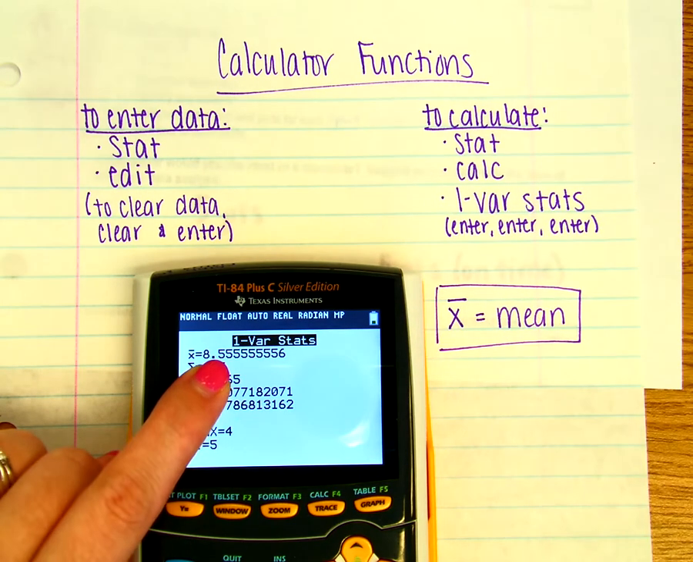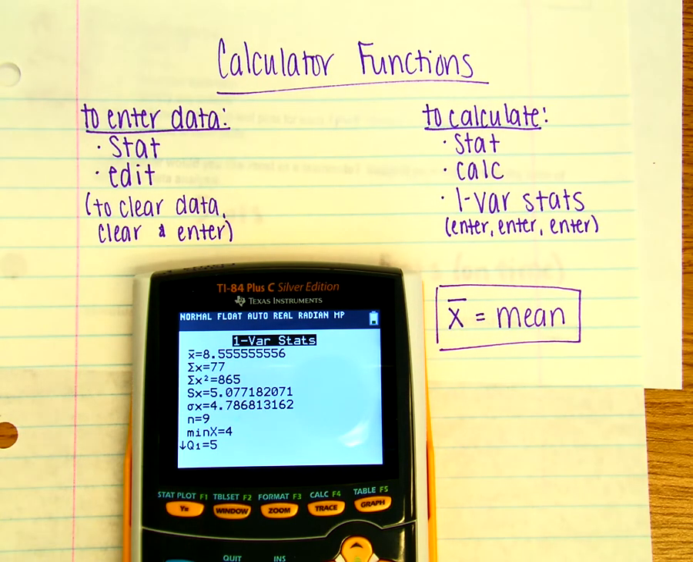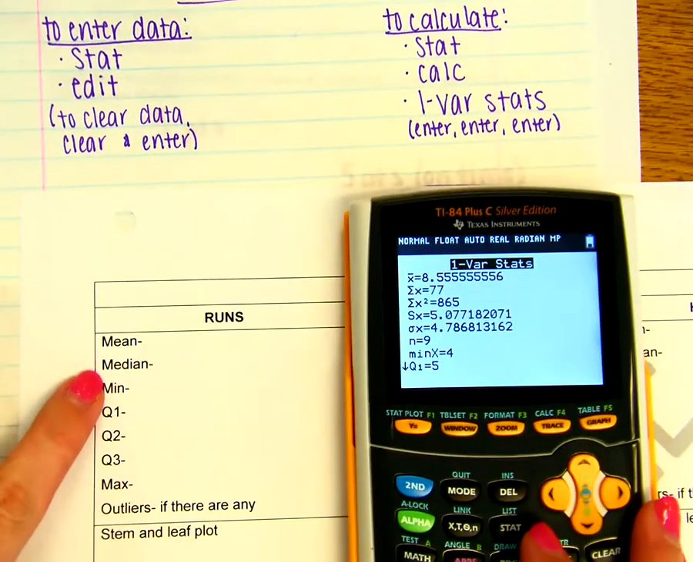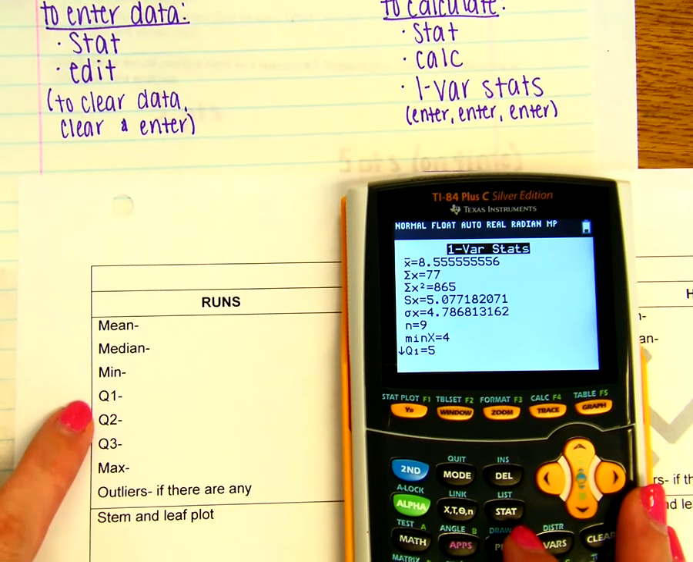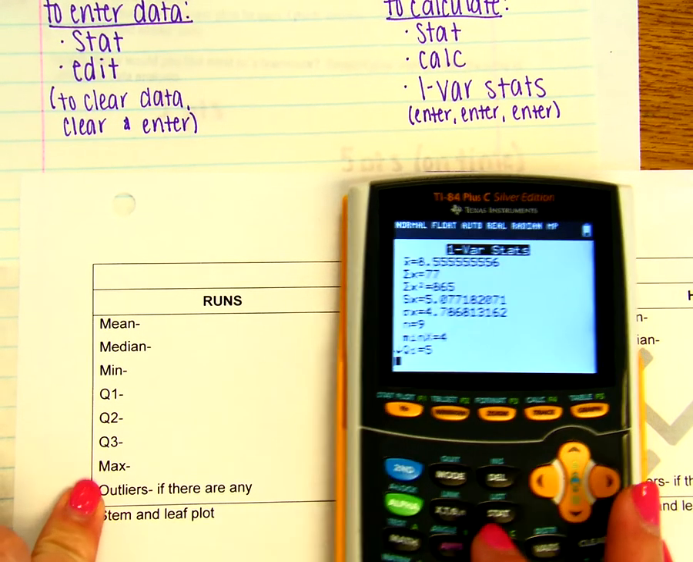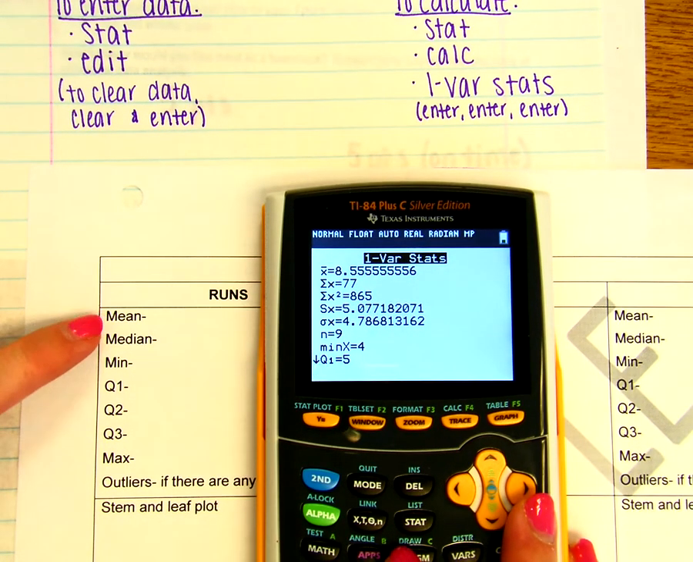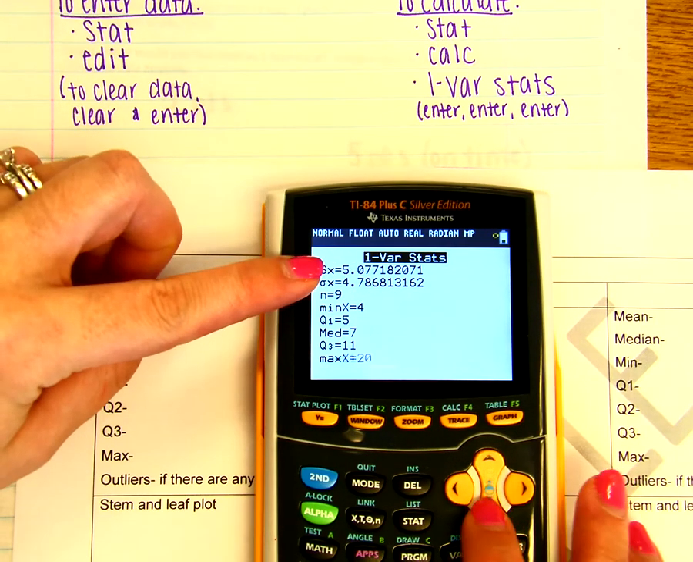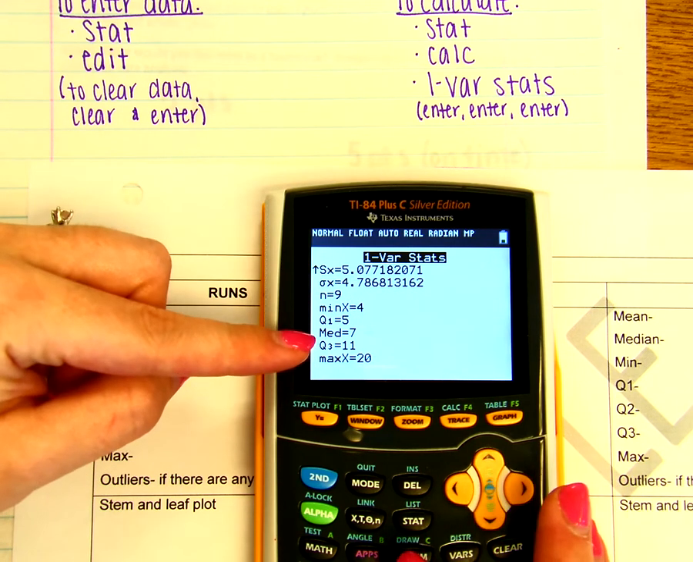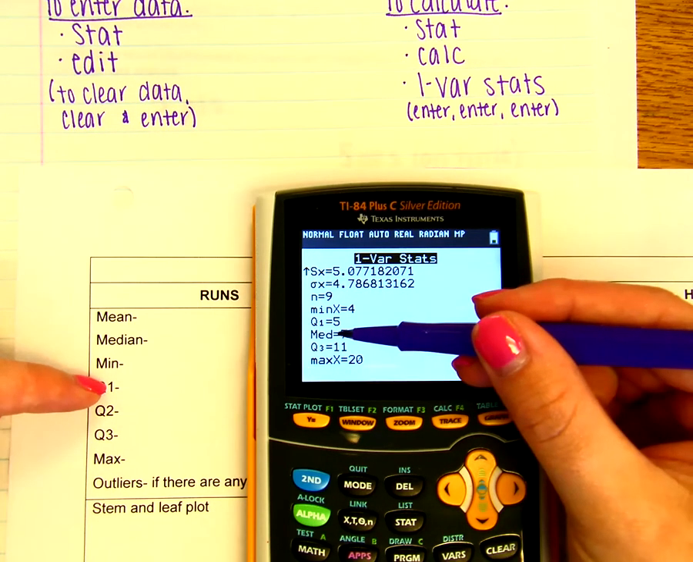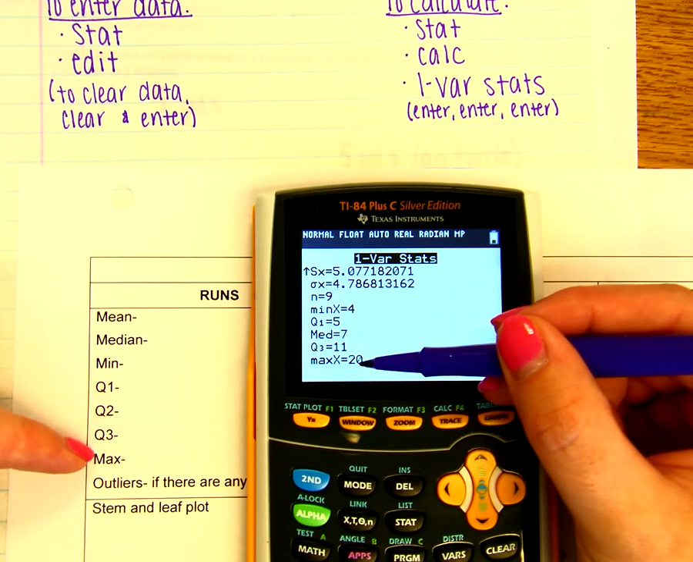So the calculator will find the mean for us. So when it's asking in the project for us to find the mean, the median, the min, Q1, Q2, Q3, and the max, all of that is found right here in this calculator screen. Our mean is the first number. Our median is right here as quartile 2. And then we have our 5-number summary, the min, Q1, Q2, Q3, and the max.